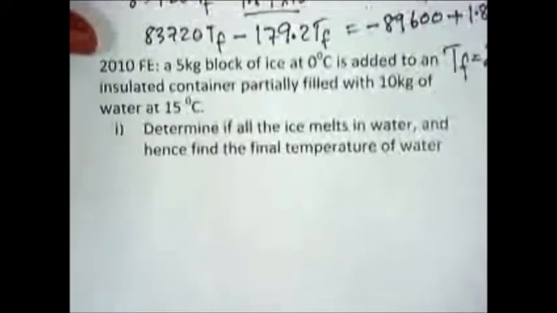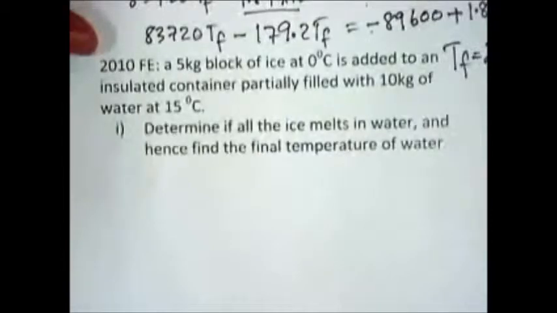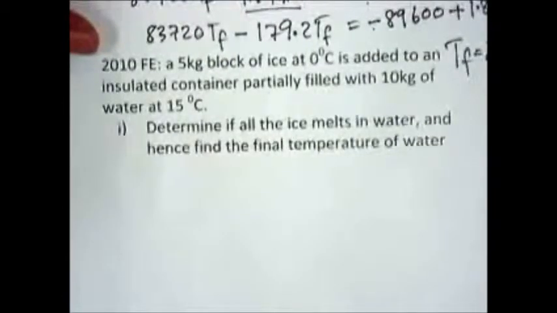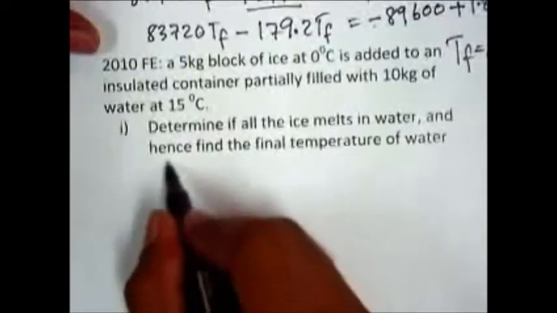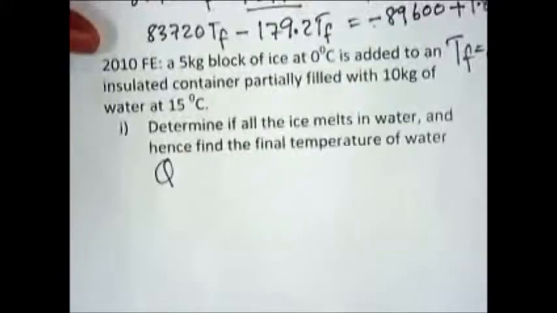Okay, so first of all you have to determine whether all the ice melts or not. If some ice is left, that would mean that the final temperature of water is equal to 0, the temperature of ice. So the way you find whether all the ice melts or not is, if all the ice has to melt, what is the amount of energy that is required?